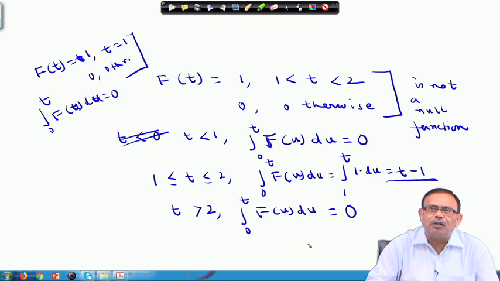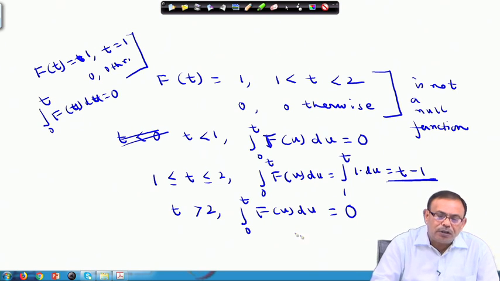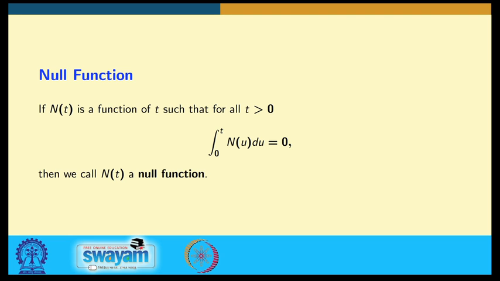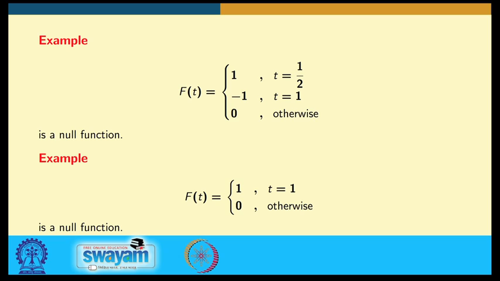You may ask why we are going for the null function. Of course, there are certain reasons for studying this null function. It is related to the next topic, that is the inverse Laplace transform. So, as I told you, the function f(t) equals 1 at t equals 1 and 0 otherwise is an example of a null function.